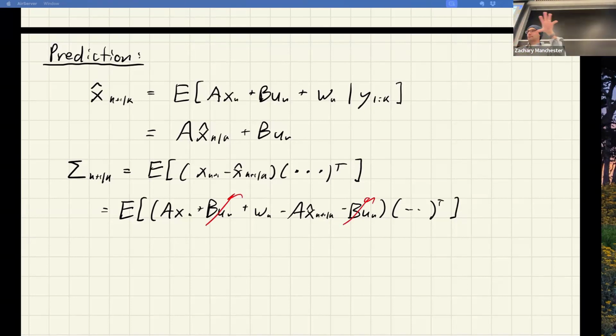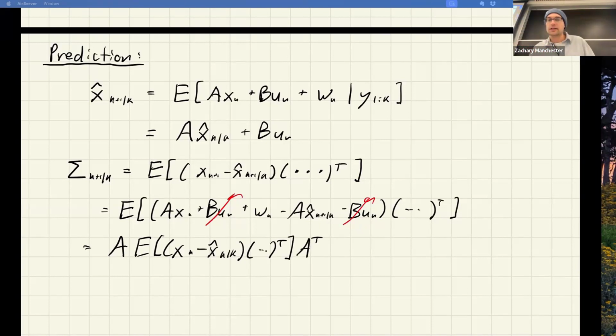Expectation's linear, so I can move some stuff around. And basically all that's going to happen is I can split this into two terms. The first one will have the X terms in it, and I can pull the A's out on that one. So that's going to look like this: A, and then inside expectation of X_K minus X hat_K given K, transpose, and then A transpose on the other side.